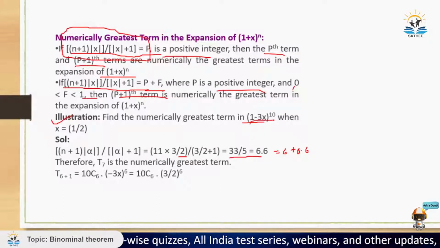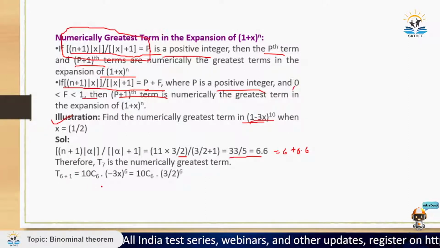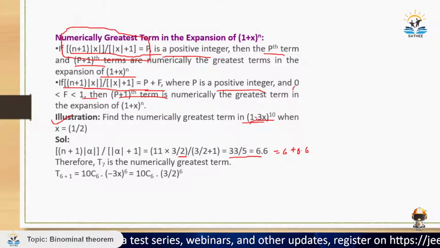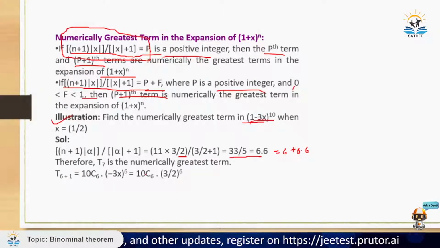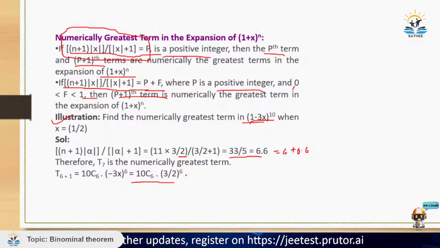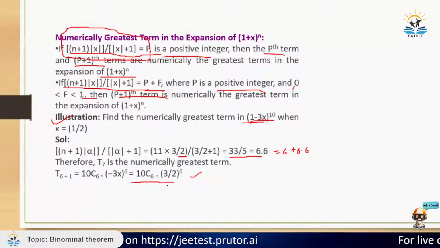So calculate t7 in this case. So t7 is equal to t6 plus 1, 10c r, which is 10c6, 1 power n minus r, which is equal to 1, minus 3x power r, and r is equal to 6. So 10c6 into minus 3x power 6, you will get your final answer as 10c6 into 3 by 2 power 6. Now you can easily calculate the value from here, which is 10 factorial upon 6 factorial into 4 factorial, multiplied by 3 by 2 power 6. So you will get the numerically greatest term.